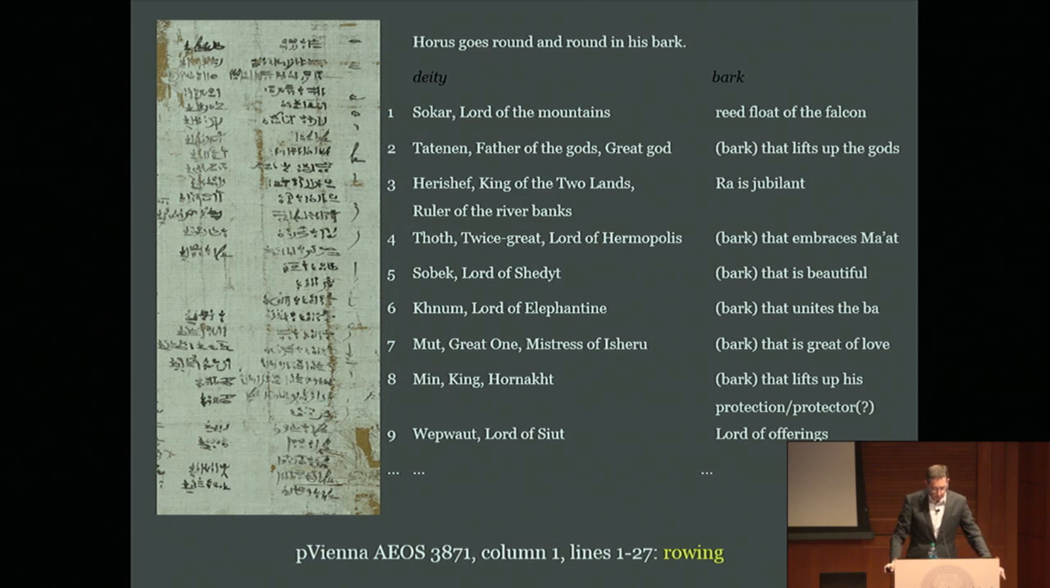The list is preceded by a vertical line of text, also in hieratic. You can see it here. That says, Horus goes round and round in his bark. Horus being the son of the god Osiris. Well, this opening line is important because it belongs in fact to a temple liturgy for a navigation rite on the temple lake.